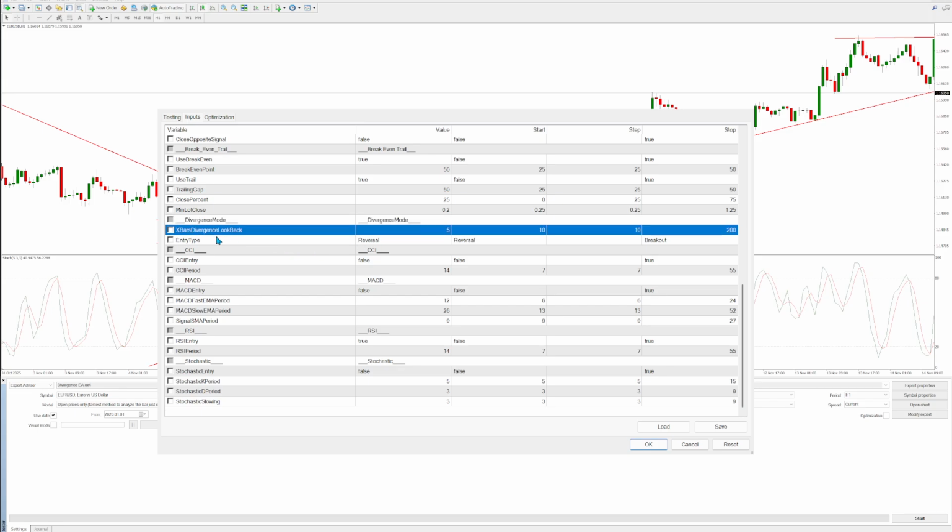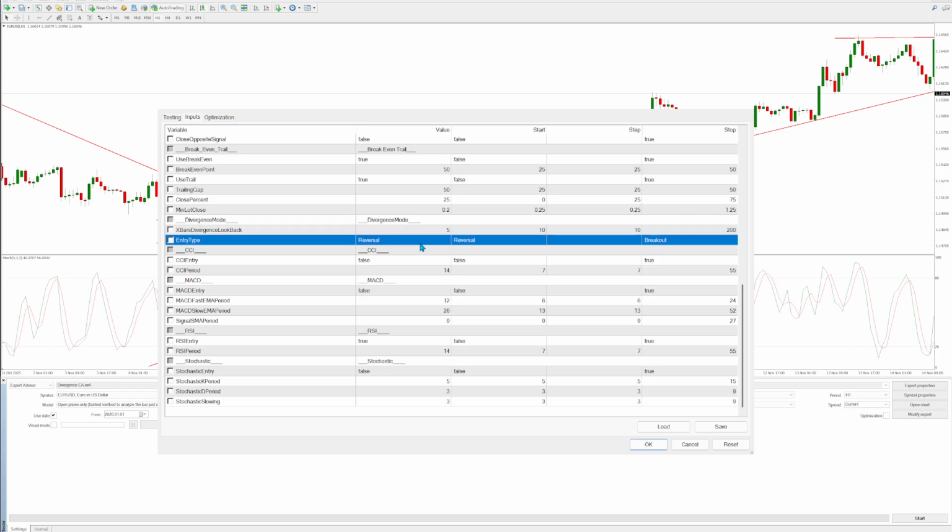So let's get to the nitty gritty of the EA, and that's how it takes trades and gives you signals. So we've got the divergence look back bars. This is basically how many bars you want to check back for divergence. Generally speaking, the further you look back, I find the more reliable the divergence will be. That's because it contains more price data.